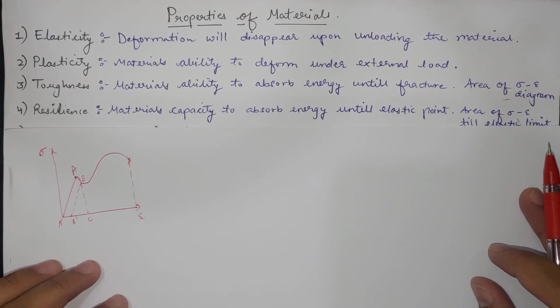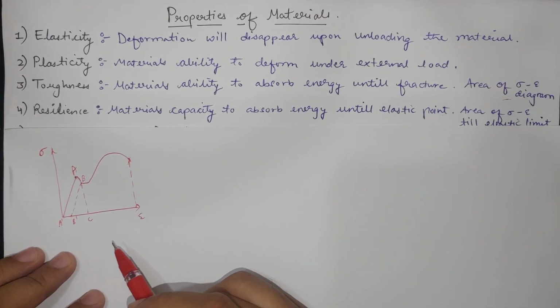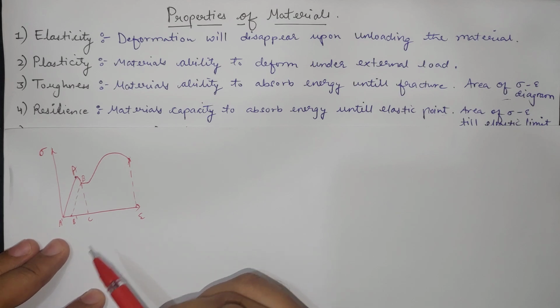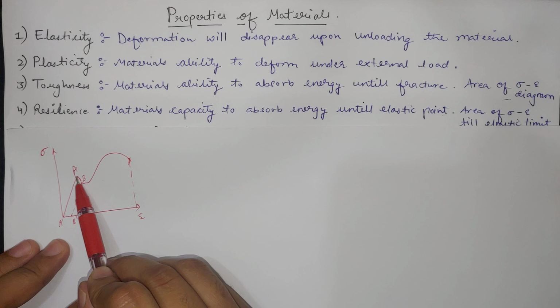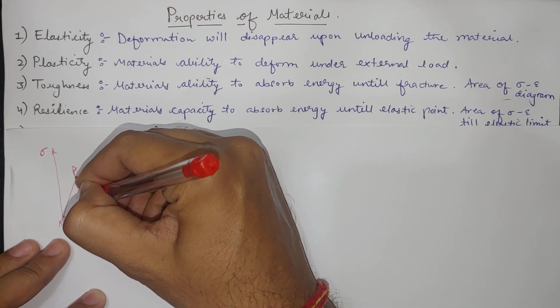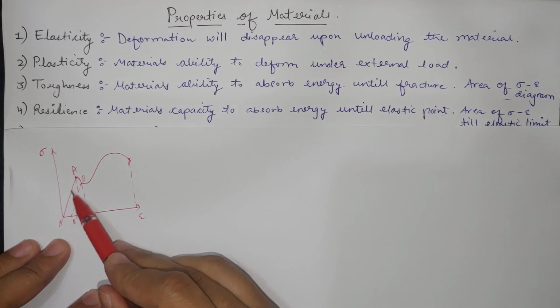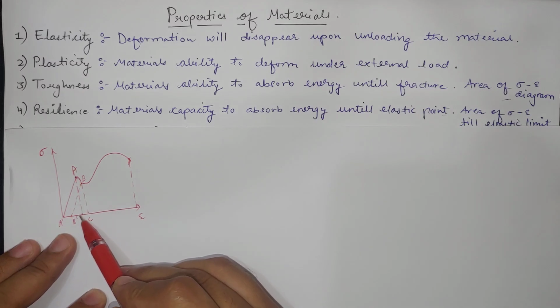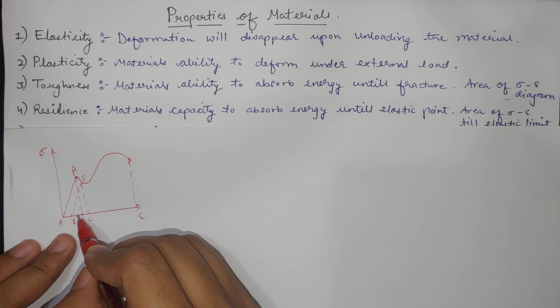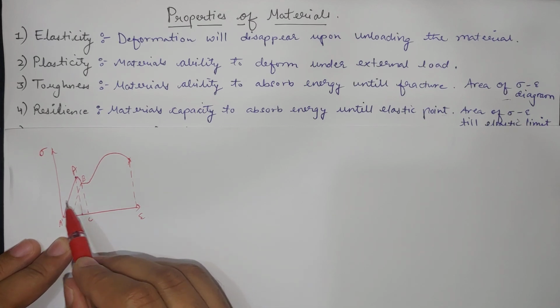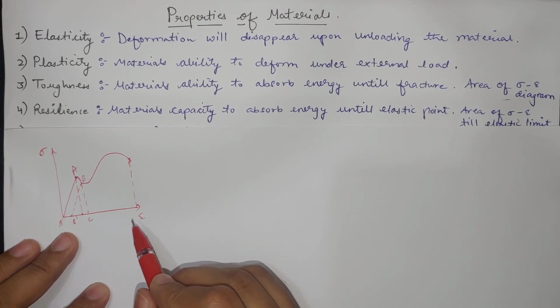Resilience is similar to toughness, but it is the material's ability or capacity to absorb energy till the elastic limit. So till A point, whatever area is there is called the resilience of the material, and this triangular area up to A point is the resilience of the material.